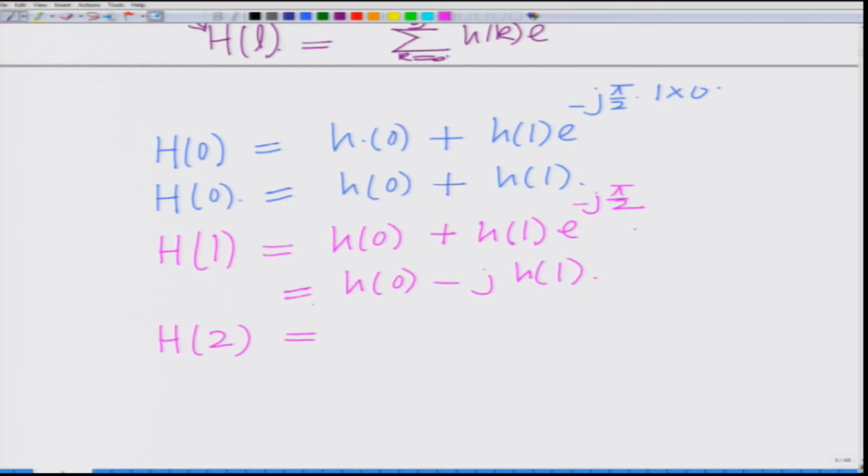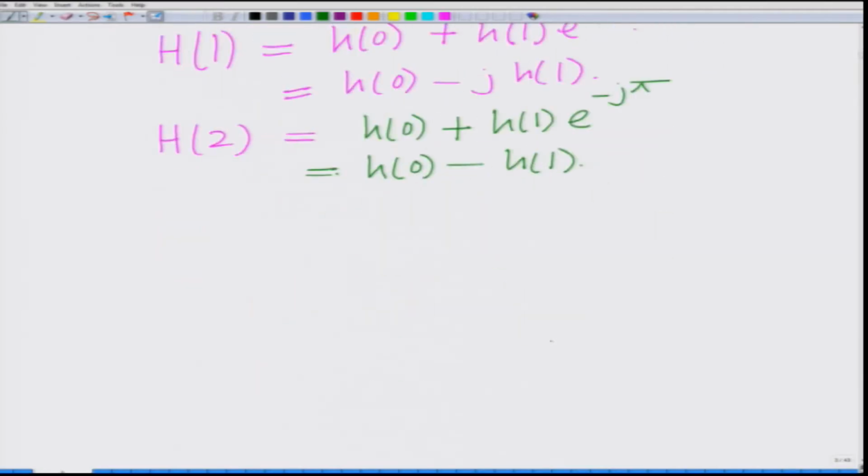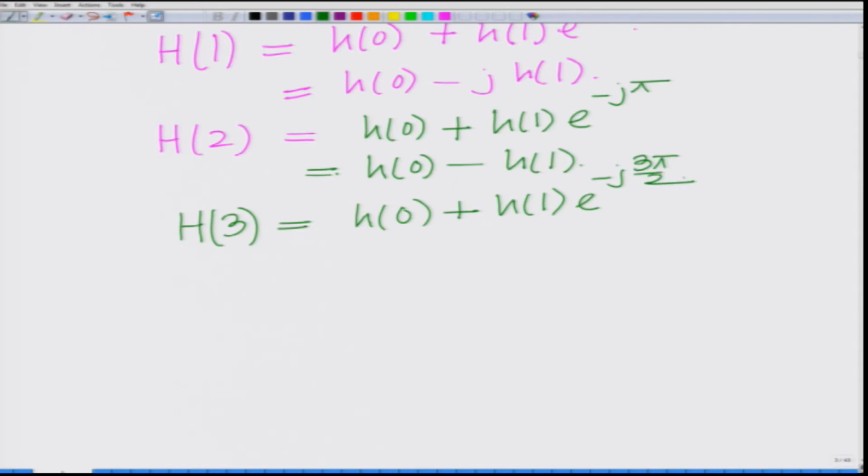Similarly, H2 is equal to h0 plus h1 e power minus j pi, which is equal to h0 minus h1, and capital H3, you can check, is h0 plus h1 e power minus j 3 pi by 2, which equals h0 plus j h1.